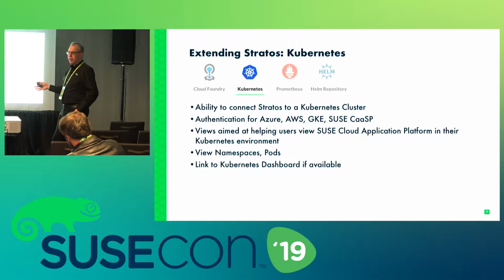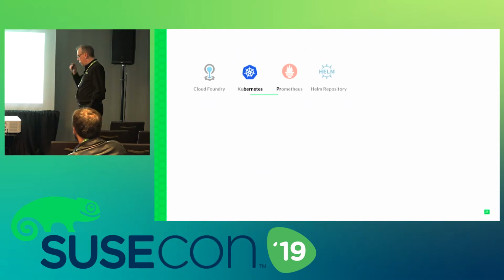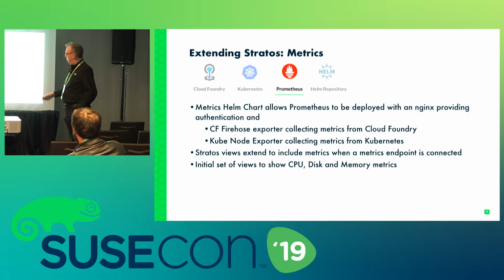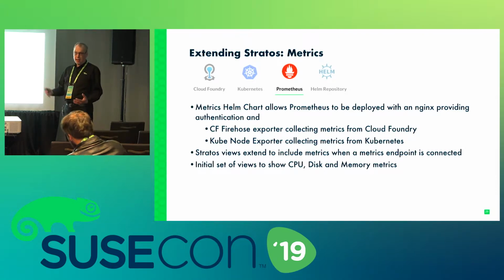And then we start to think about how we can integrate other tools. So we're looking at things like the Kubernetes dashboard, how we can make it easy for users to access that within the context of Stratos. Prometheus or metrics. So we have a separate metrics Helm chart that's part of Stratos that you can deploy. That will deploy a Prometheus instance for you. It will wrap it with an Nginx that gives you authentication, and then it will deploy two exporters which will pull metrics from Cloud Foundry and Kubernetes, store those into Prometheus.